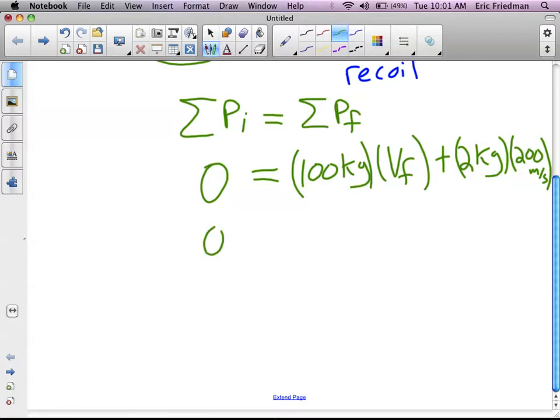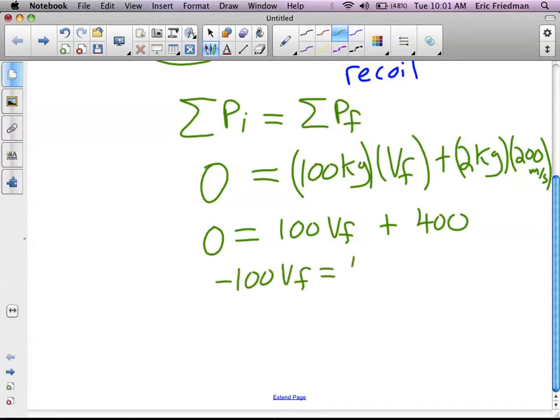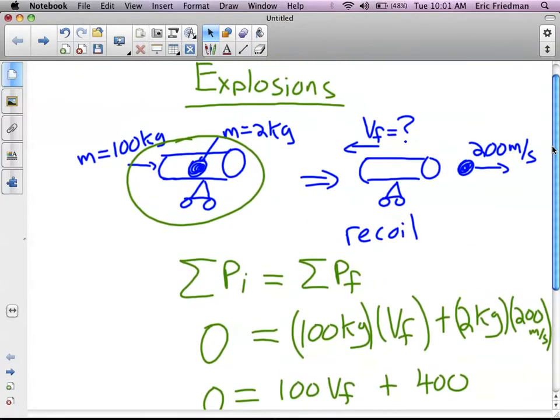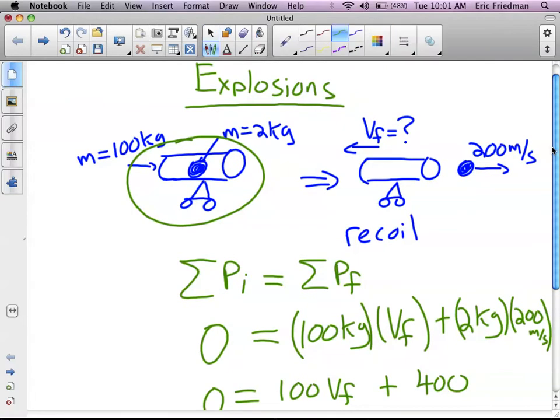I get 0 equals 100 VF plus 400. Subtract: negative 100 VF equals 400. So my VF is negative 4 meters per second. Negative, well that makes sense, right? If we go back and look up here and see which way this guy is going, well he's going backwards, so it's good that that ended up being a negative number, right?